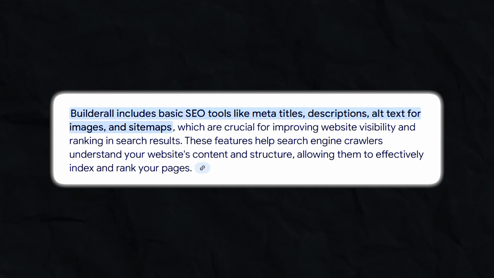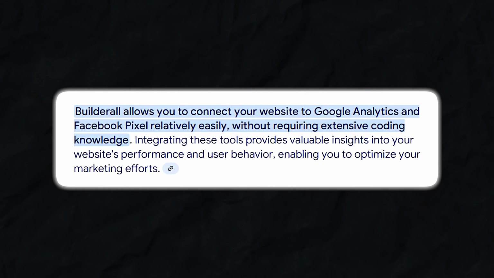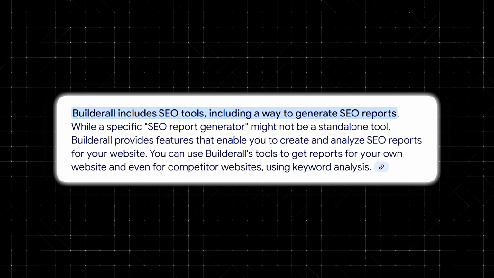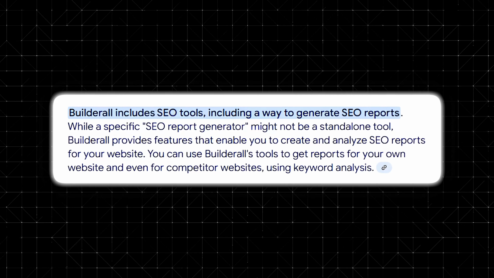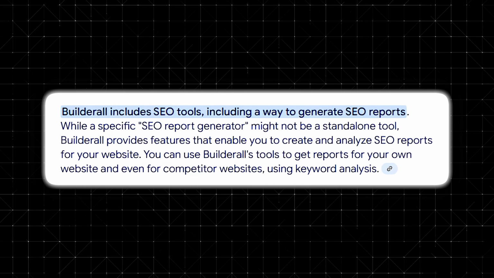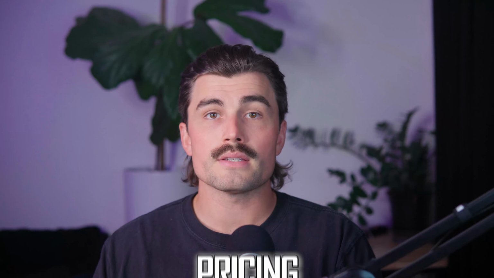SEO and Analytics. Builderall includes basic SEO tools like meta titles, descriptions, alt text for images, and sitemaps. You can also connect your site to Google Analytics and Facebook Pixel without too much hassle. One feature we really like is the SEO report generator, which gives you tips for improving your content based on a keyword. It's not quite on the level of something like Surfer SEO or ClearScope, but it's a nice extra for beginners.